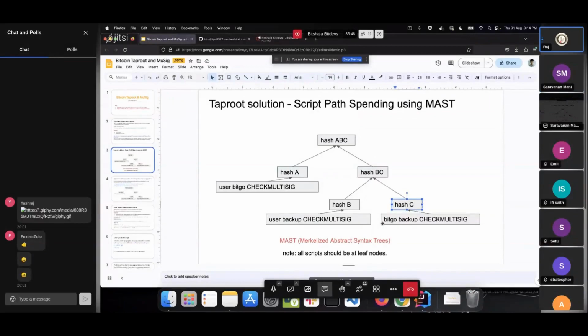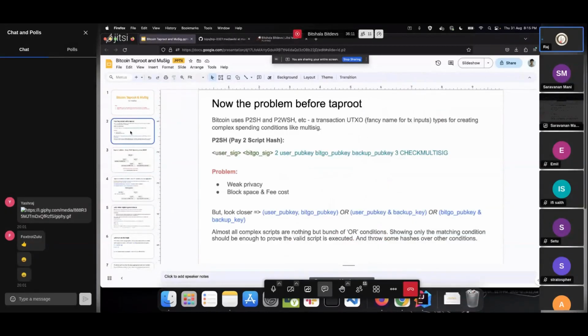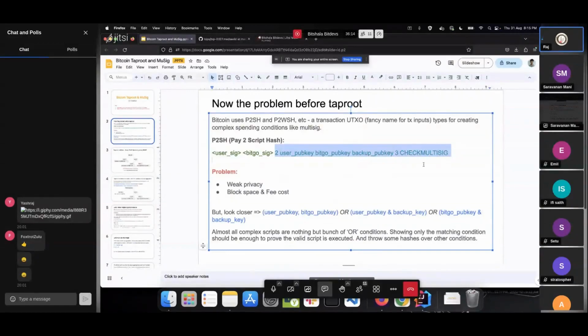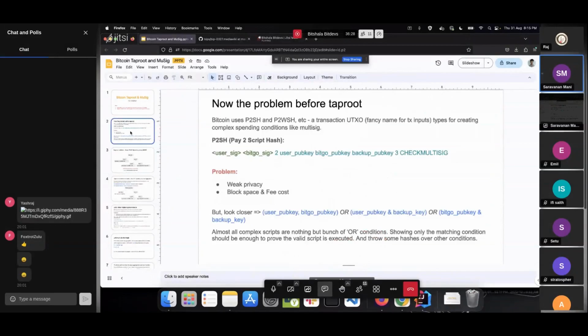There can be n number of possible spending paths, and you only need to specify log n multiplied by 32 bytes, along with the script spending path that you are interested in. Otherwise, if you imagine a P2SH or P2WSH, the whole spending condition you need to reveal inside the witness, and that can be really big if you have multi-path spending conditions, very complex, something like, let's say, a 2 of 50 multisig. In that case, this will be much more efficient than this one.